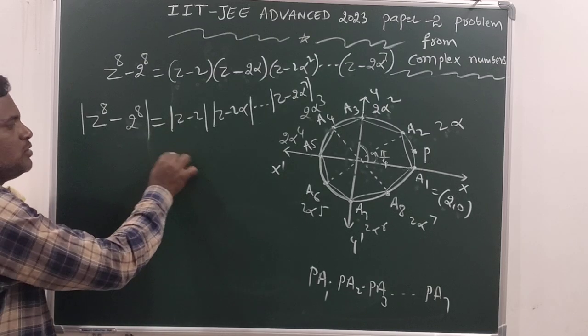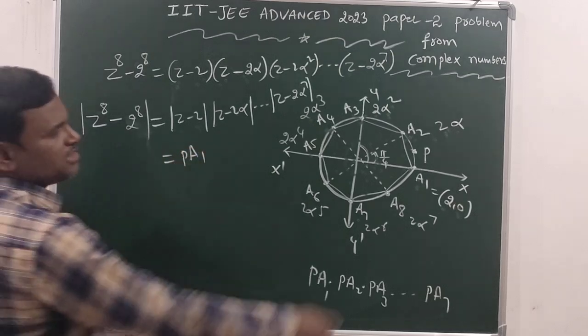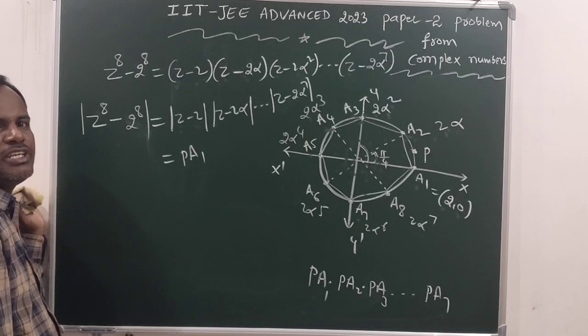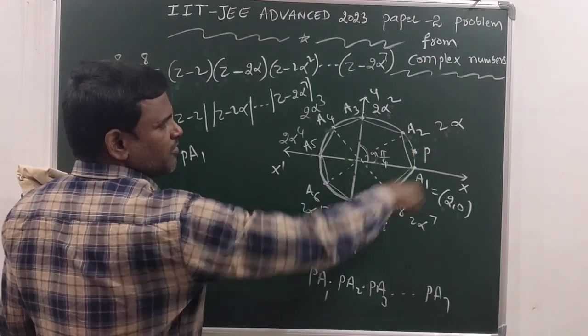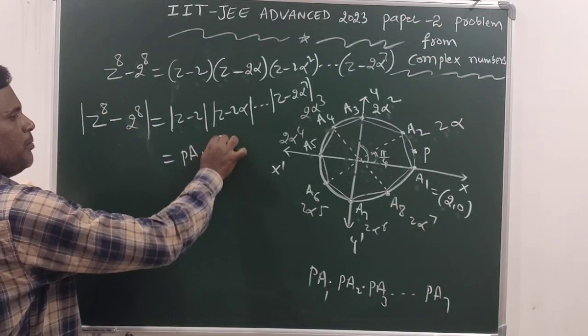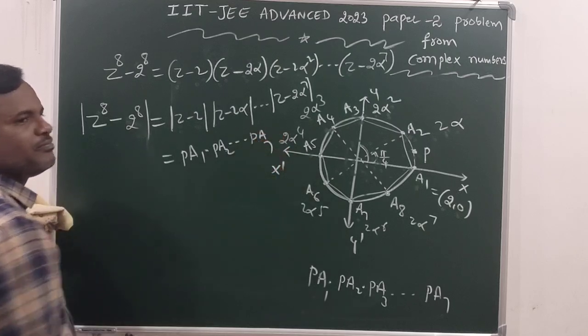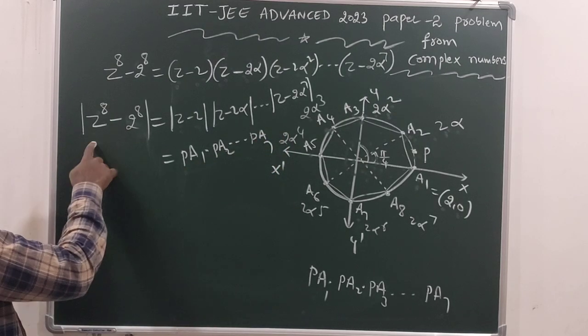So what is Z minus 2? PA1. The distance from P to A1 is Z minus 2. Z means x plus iy. Locus point I have taken on the circumference of the circle. So this is going to be PA2 and so on, PA7. So whose maximum value is how much means, so yeah, this much.